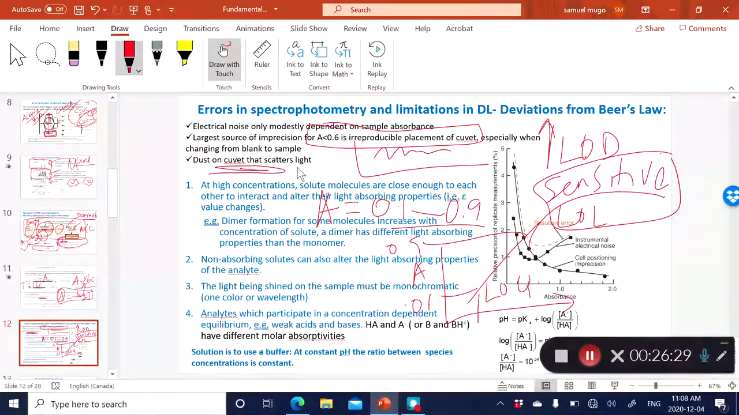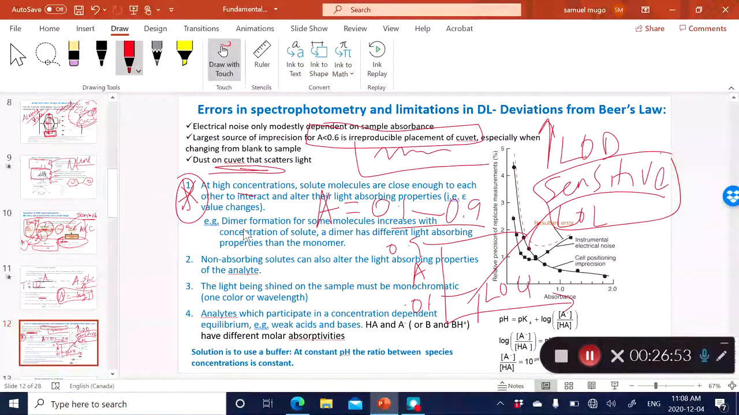Maybe one other big challenge is the following. It's not very good for analyzing high concentration samples, because with high concentration samples, this tends to happen. High concentration samples tend to form dimers and so on, and the molar absorptivity of dimers is very different than if you have a single molecule.